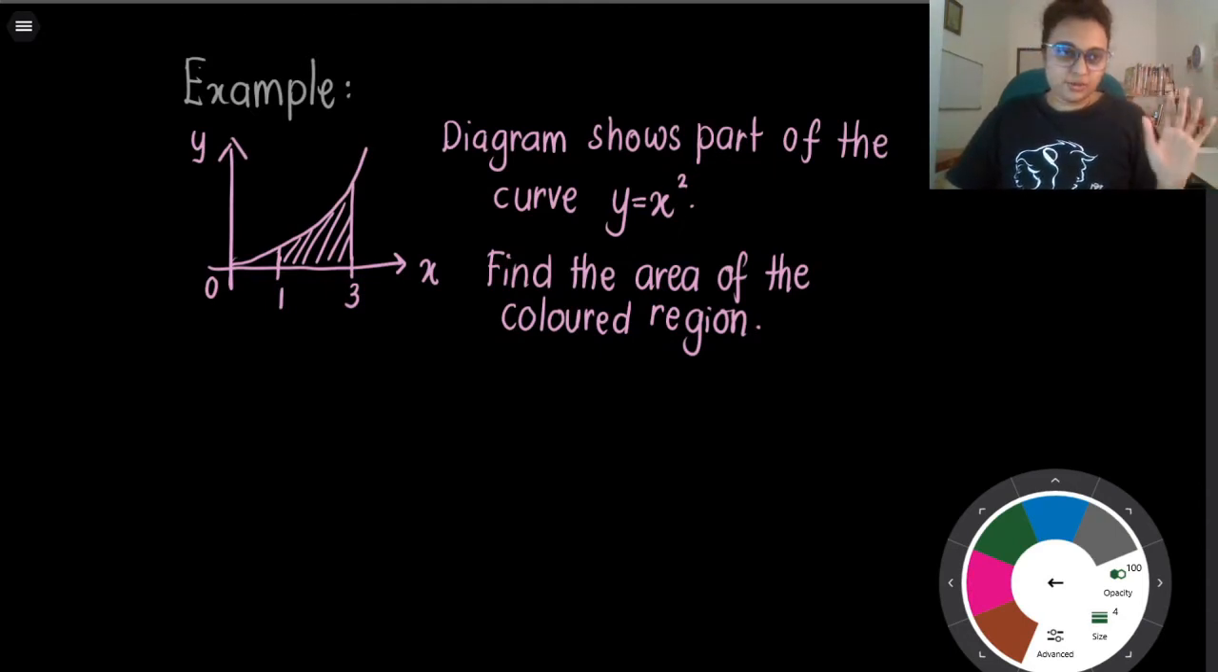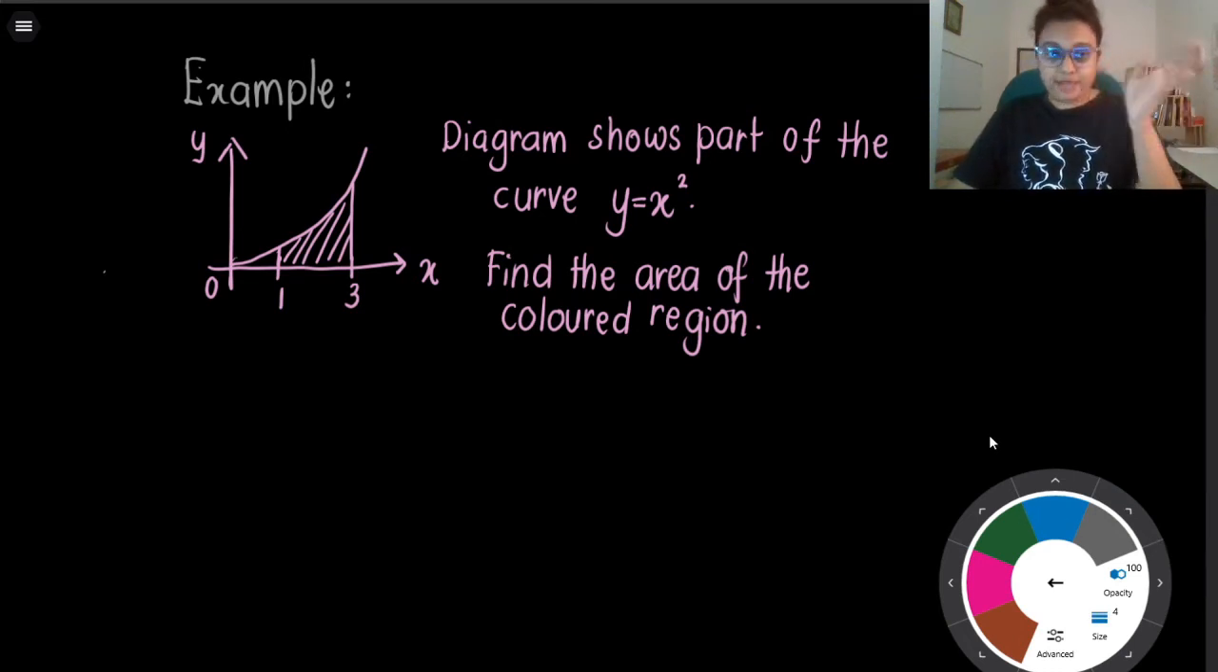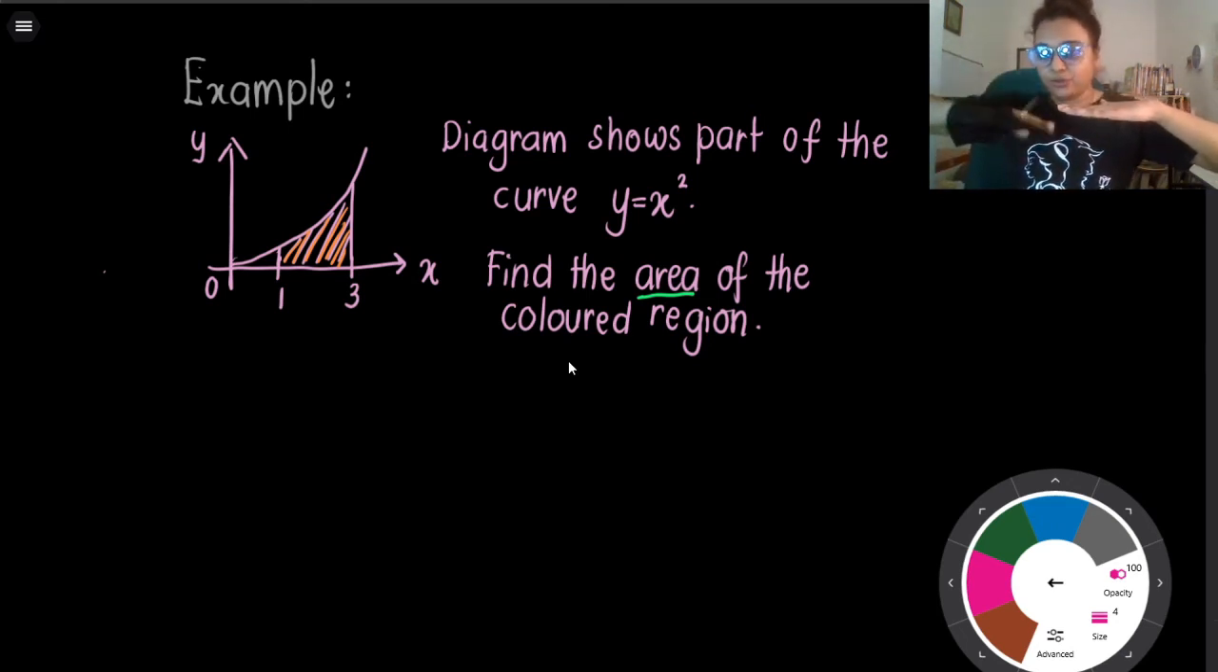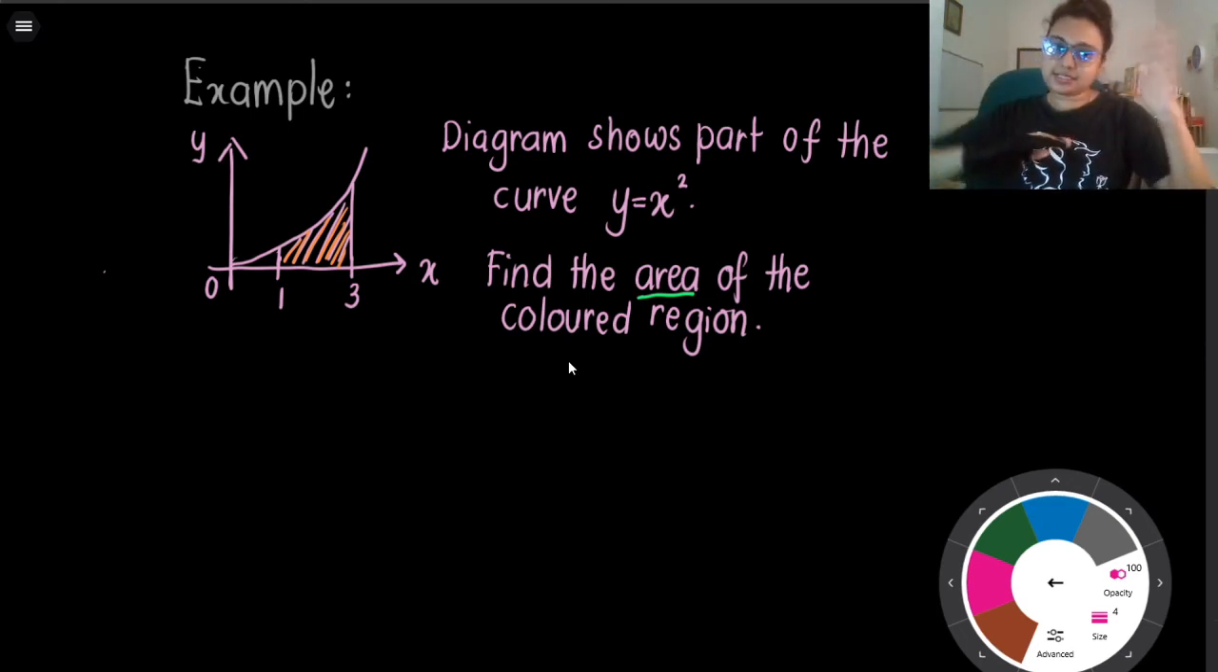Now let's look, show you, write the example question here. The diagram shows part of the curve y equals to x squared. So you know, right, x squared is always a curve, right? Find the area of the colored region. So this part is the colored region here. Now first step, see the keyword here is area. Colored region, where is the region, the curve area going to? Going to x-axis or y-axis? It's obviously going down towards x-axis.